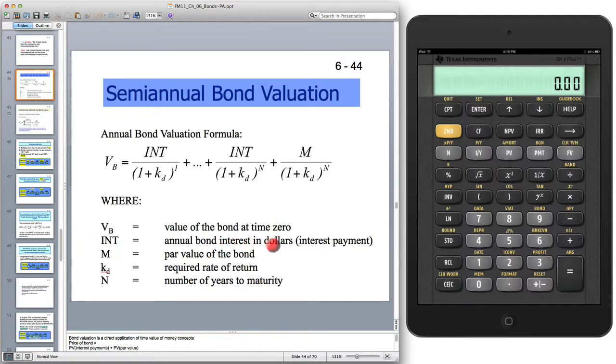INT is the annual bond interest in dollars. That's the interest payment, also called the coupon. M is the par value of a bond, typically $1,000. KD is the required rate of return. That's called the discount factor, also the interest rate, which on the calculator is IY. And N is the number of years to maturity, which corresponds to N on this button. And VB corresponds to PV here, and INT corresponds to PMT, and M corresponds to FV on the calculator.